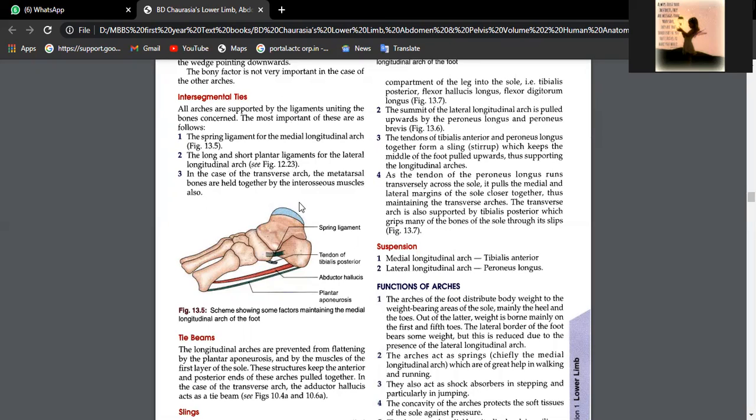In the case of the transverse arch, the metatarsal bones are held together by interosseous muscles. Isn't it? We have plantar interossei and dorsal interossei, in the muscles of the sole, which are arranged in five layers.